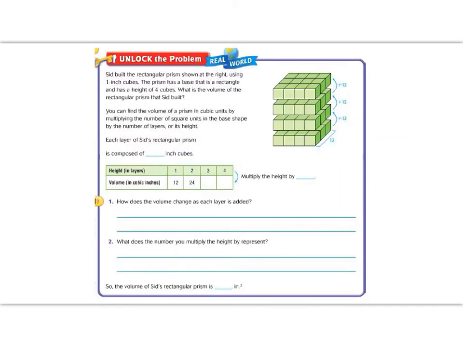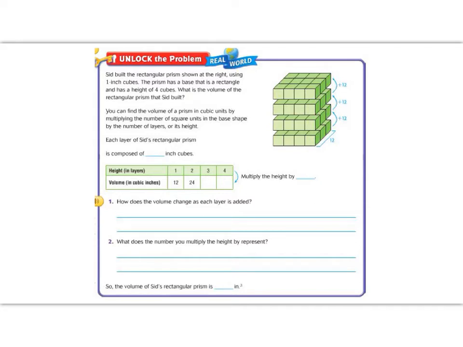Unlock the problem. Sid built the rectangular prism shown to the right using 1-inch cubes. The rectangular prism has a base that is a rectangle and a height of 4 cubes. What is the volume of the rectangular prism that Sid built? You can find the volume of a prism in unit cubes by multiplying the number of square units in the base by the number of layers, or its height.